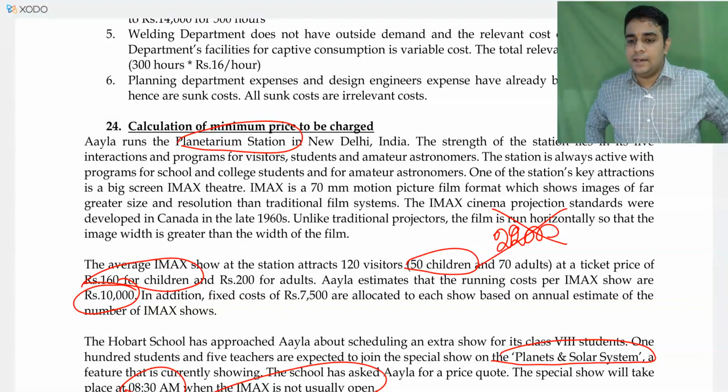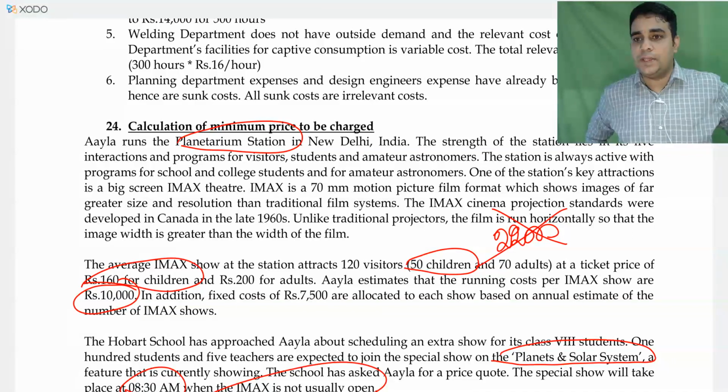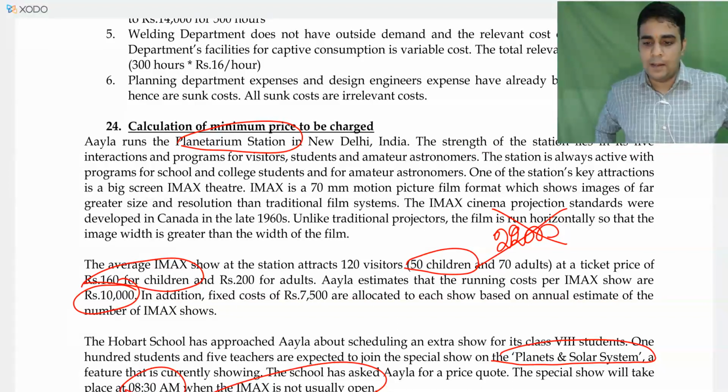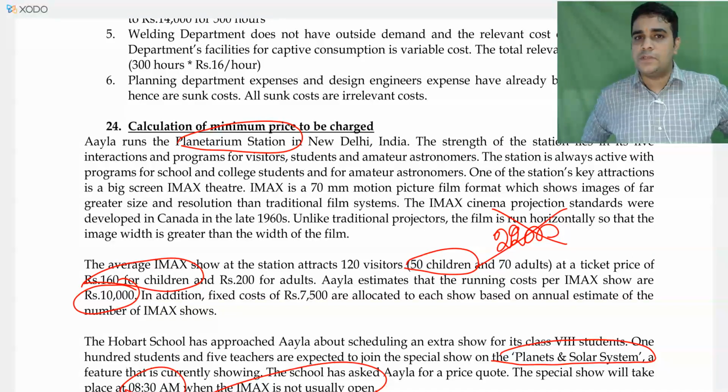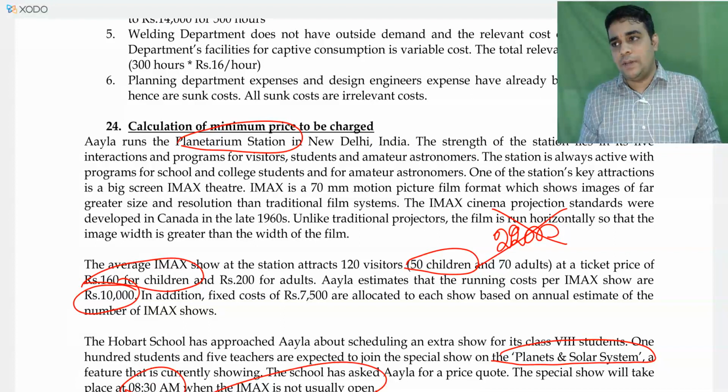Okay, let's continue with our discussion. In the previous session, we had just continued with discussion on relevant costing. We are almost done with the relevant costing part. Maybe one or two more problems, and then we move to the next area. So this relevant costing was part of the decision making area.